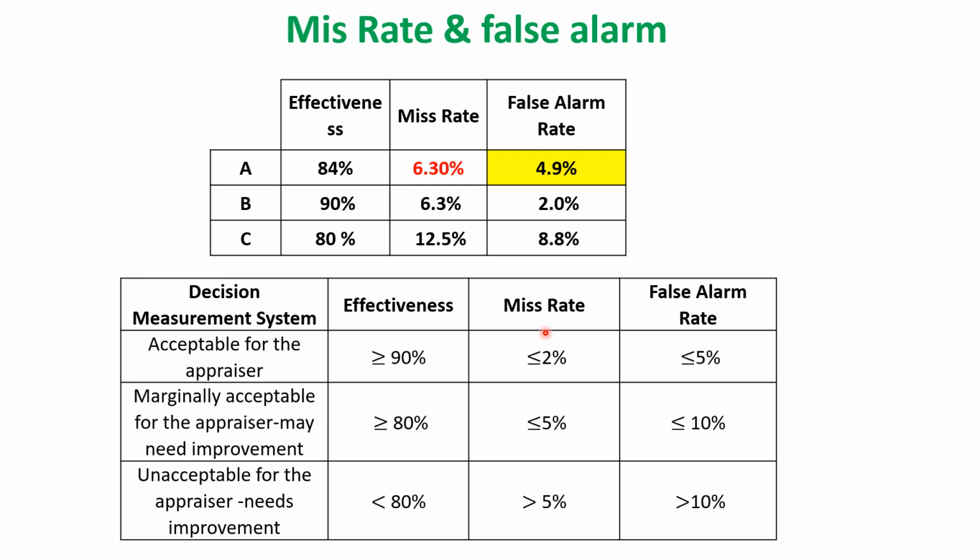Acceptance criteria for the miss rate: it should be less than 2%. Marginally accepted between 2 to 5%. If it is greater than 5%, it is not accepted. Similarly, the false alarm rate should be less than 5%. If it is between 5 to 10%, it is marginally accepted. It cannot be accepted if it is greater than 10%.